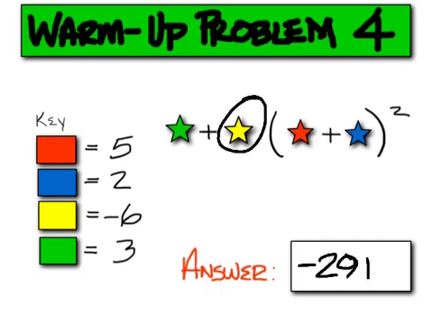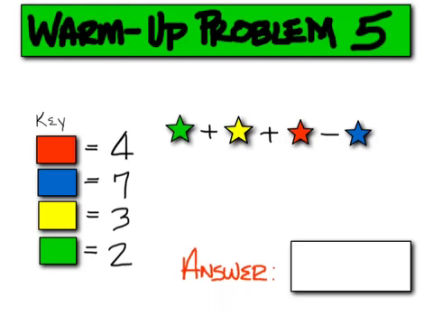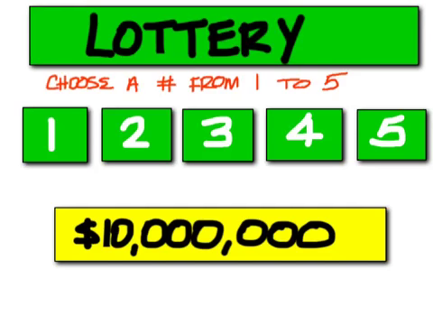Remember, when a number is up against a set of parentheses, that is multiplication. Answer should be 2. Pick a number from 1 to 5 and bring it up. Winning number today is 2.